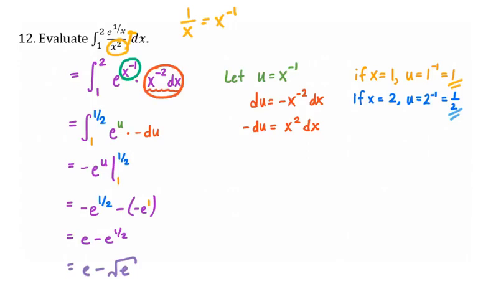So this one was definite, and that's why the end result does not have a plus c. Remember, e is just a number, so even though it doesn't feel like it, these are just numbers at the end. They would be irrational values.